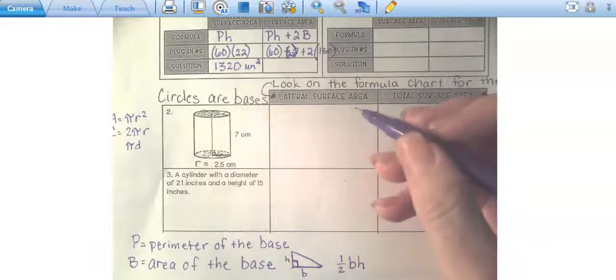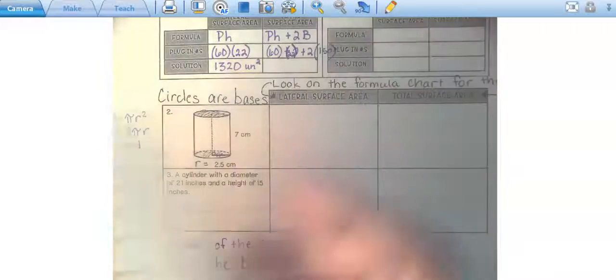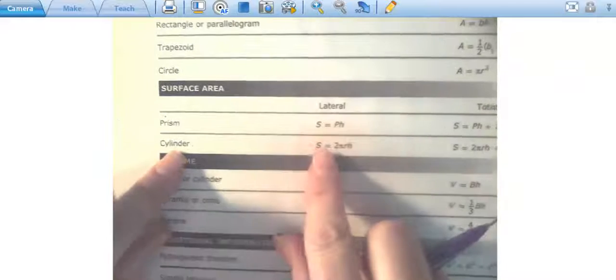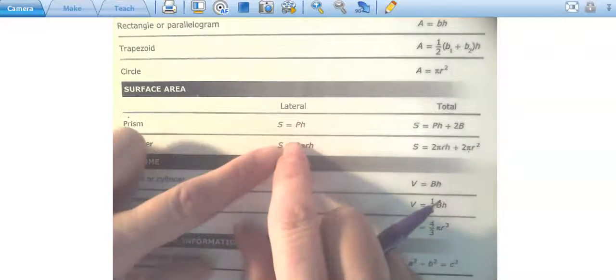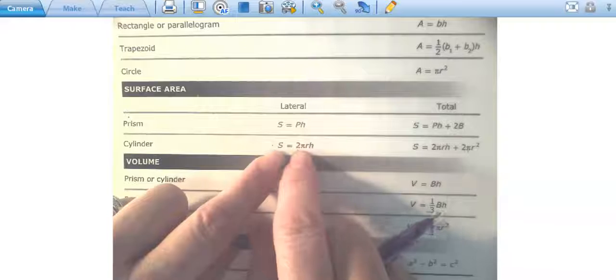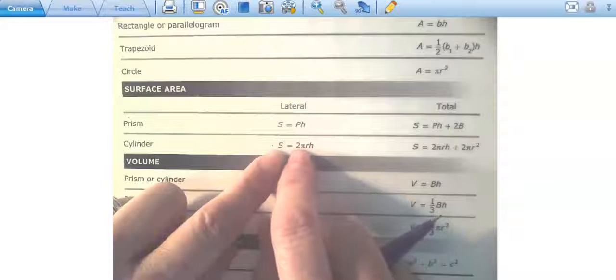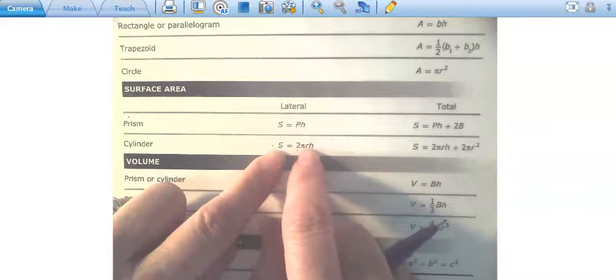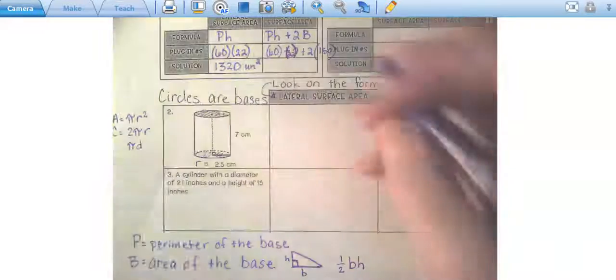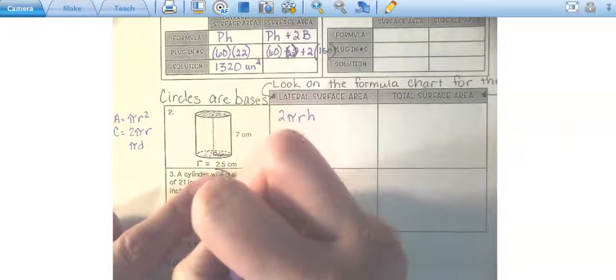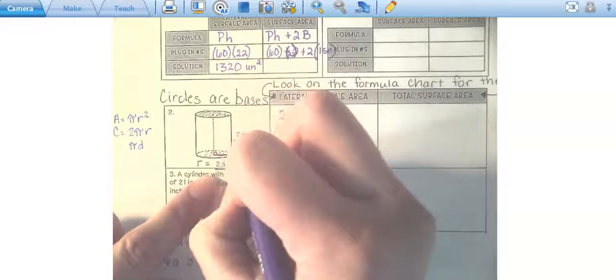So for lateral surface area, you go to your formula chart. Surface area is here for a cylinder. If we just want the lateral surface area, that does not include the circles, we just want the area of the side, we will use 2 times pi times the radius times the height. We know what the radius is, and we know that the height is 7.